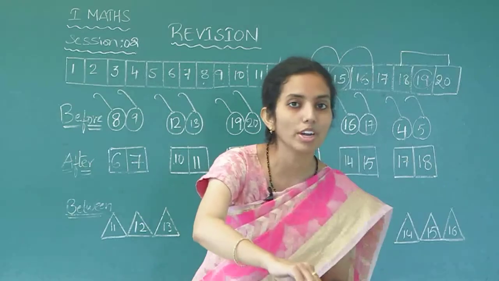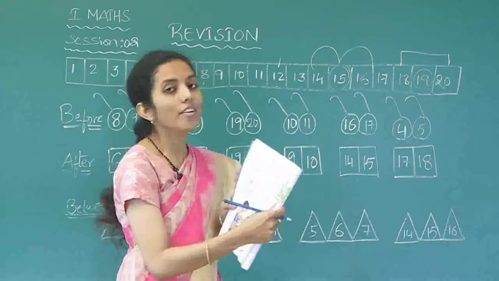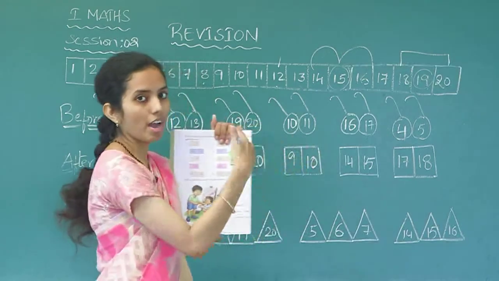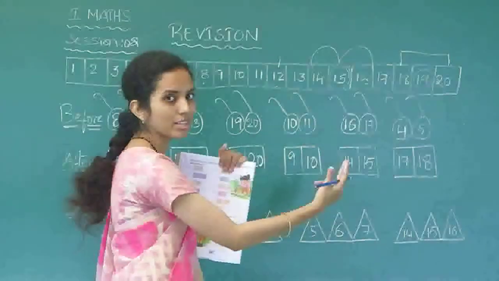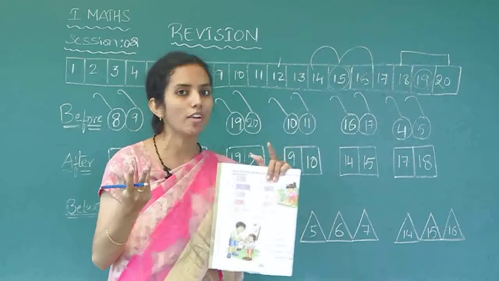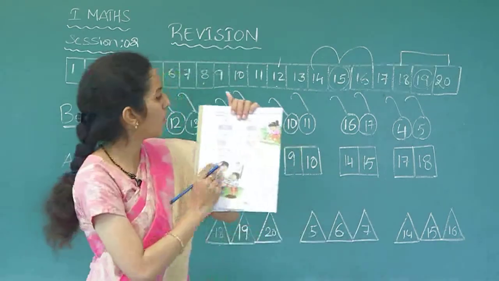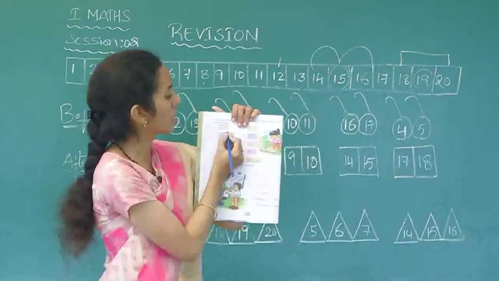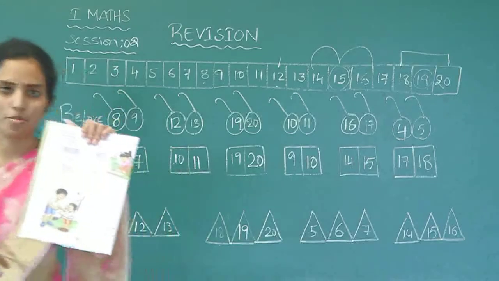While explaining, what did I tell you? If the first box number is given, we have to write the after number. If the second box number is given, we have to write the before number. If the middle box is empty, what do we have to write? We have to write the between number, right? So now here the second box is given. 8 is given. Okay, let me come forward.